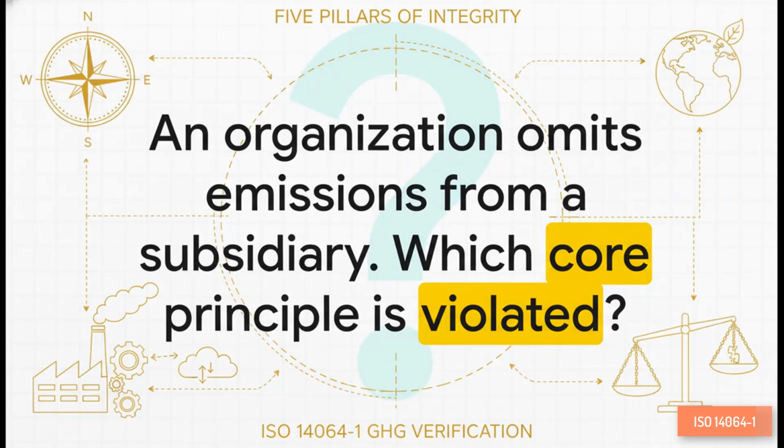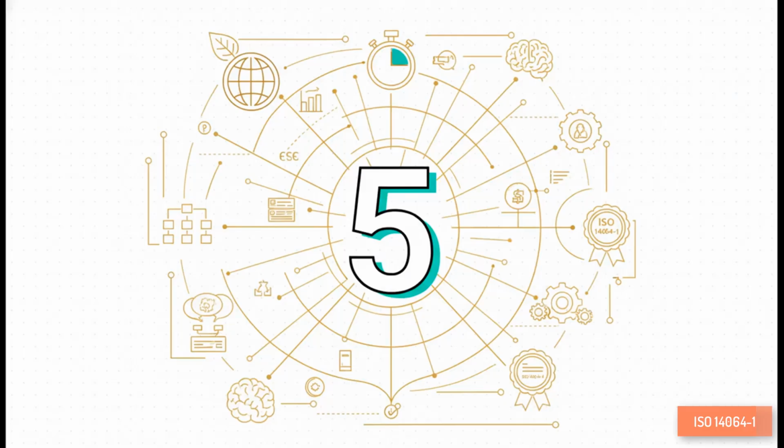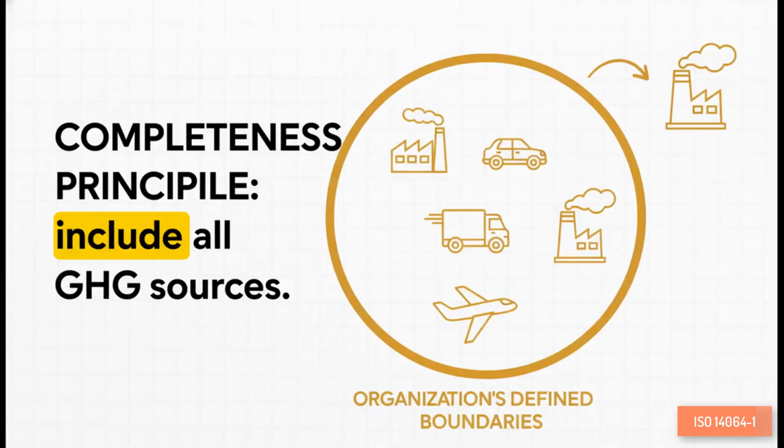Okay, first question for you. Think back to those 5 pillars of integrity we just talked about. If a company knowingly leaves out emissions from a small subsidiary they control, which one of those core principles did they just violate? You've got 5 seconds on the clock. Think about it. 4, 3, 2, 1. The answer is completeness. This principle is totally non-negotiable. It means you have to include all relevant emissions and removals inside your boundaries. No ifs, ands, or buts.